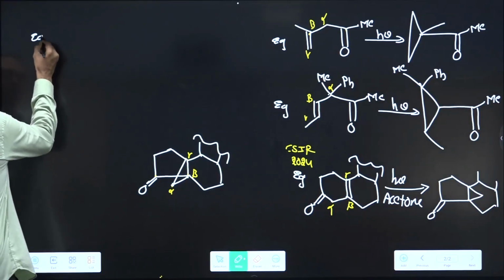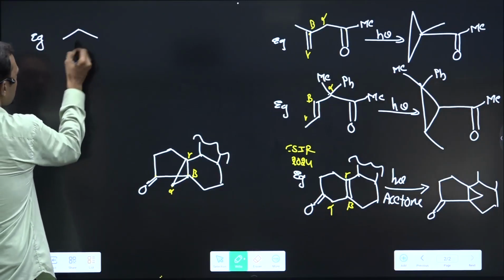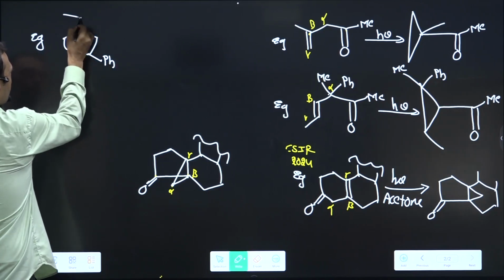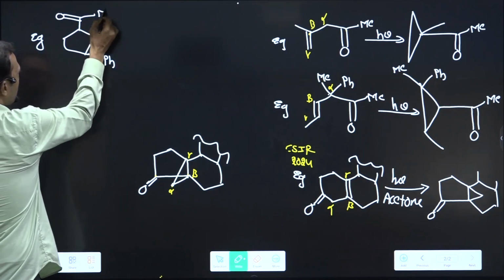So these three molecules are given in exam, just you try this. Here I am writing phenyl. This is C double bond O Me.